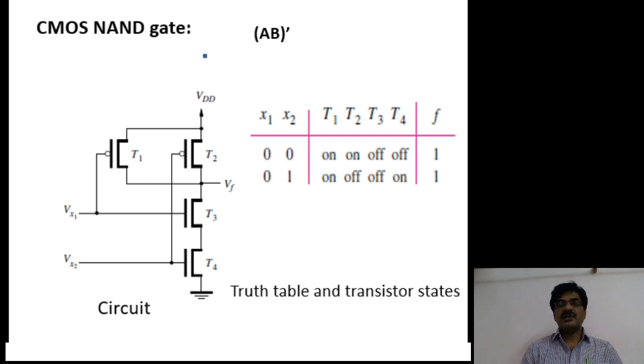Then apply another combination 0, 1. With reference to 0, 1 input combination, the state of T1, T2, T3 and T4 transistors are represented here, and the corresponding output is logic 1 because the pull down network here also in the open circuited mode. Coming to third input combination, that is 1, 0. With reference to this input combination, the transistors T1, T2, T3 and T4 transistors are represented in the functional table. Here also the output is logic 1 because the pull down network in the open circuited mode.